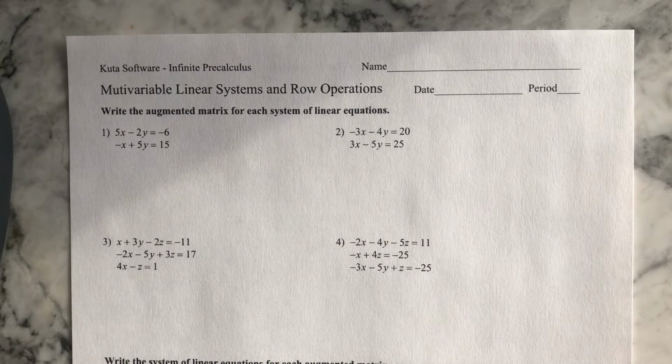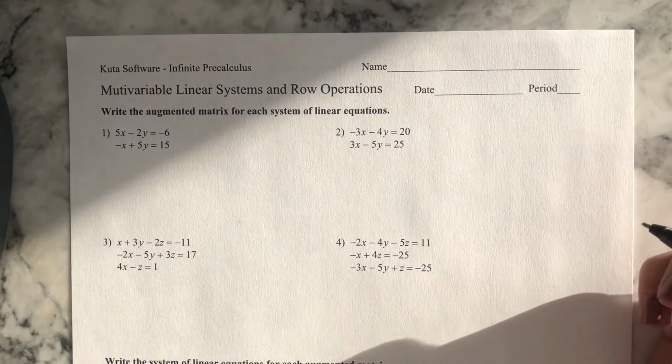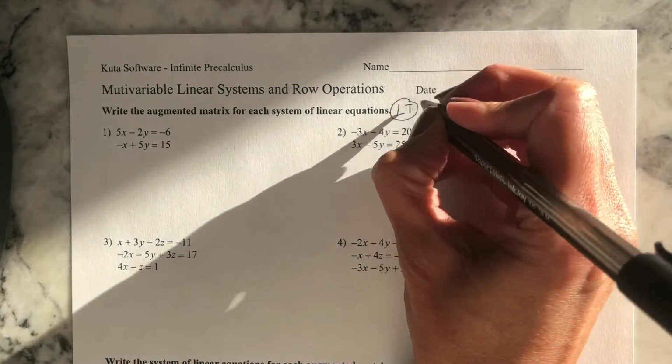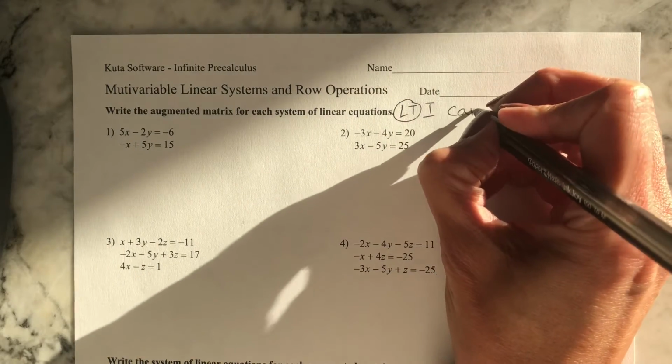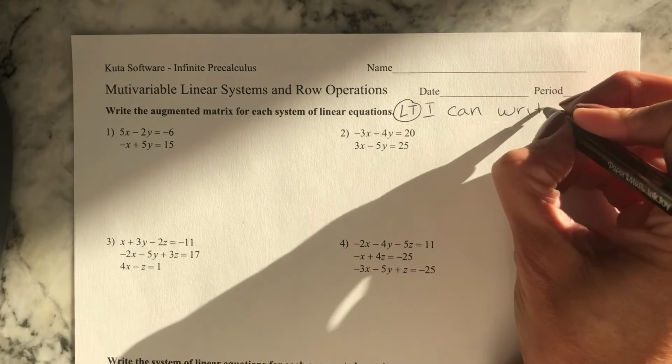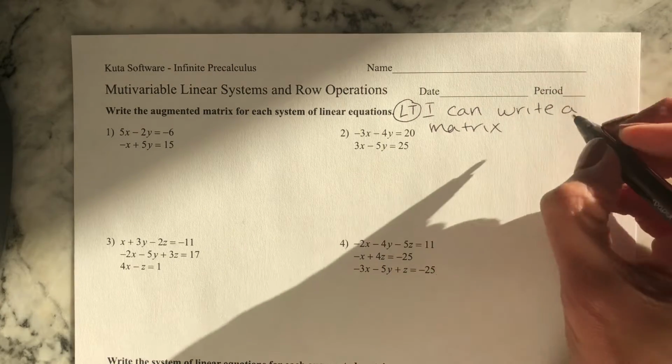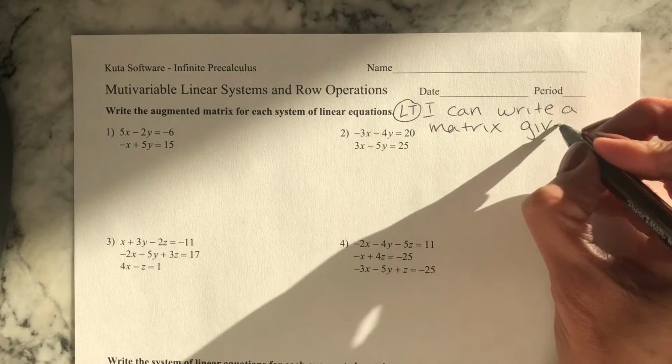Today we're moving into a new section. We're in chapter 1.7 and we're talking about matrices. So our first learning target is: I can write a matrix given a system of equations.